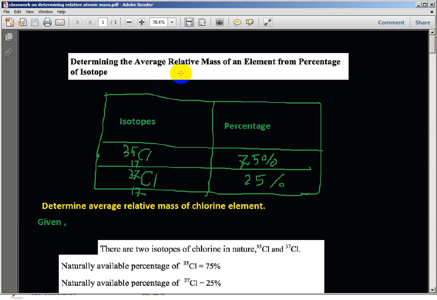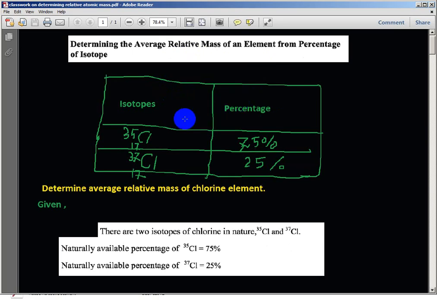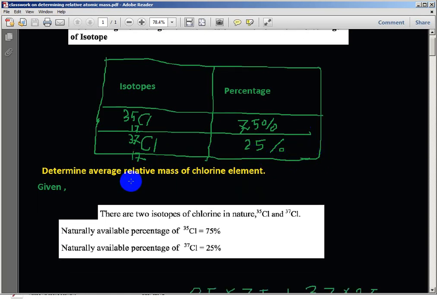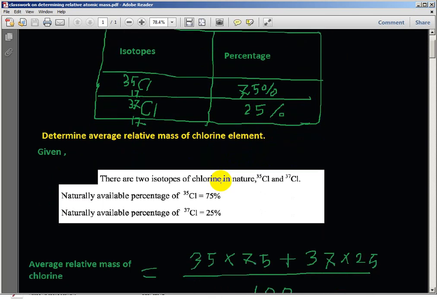Okay, determine the average relative atomic mass of an element from percentage isotopes. This is the percentage given for chlorine-35 and chlorine-37 isotopes. The percentage natural abundance of chlorine-35 is 75%, and chlorine-37 is 25%. Determine the average relative atomic mass.